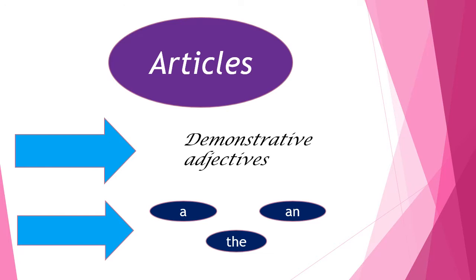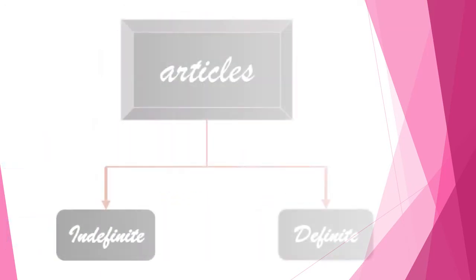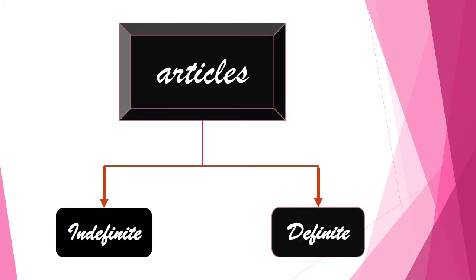Let us now discuss this in detail. So basically, there are two types of articles: indefinite articles and definite articles. Indefinite articles include a or an, and definite articles include the.